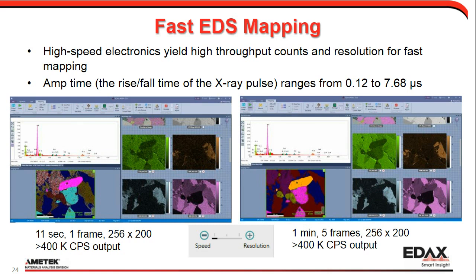By the way, our M times are not arbitrary numbers. They have true physical meanings. The amp time is the actual time measurement of the rise time or fall time of the X-ray pulse, so you know how fast your detector can run exactly. You also have the option to use auto amp time. In this case, the amp time will be selected based on count rate.